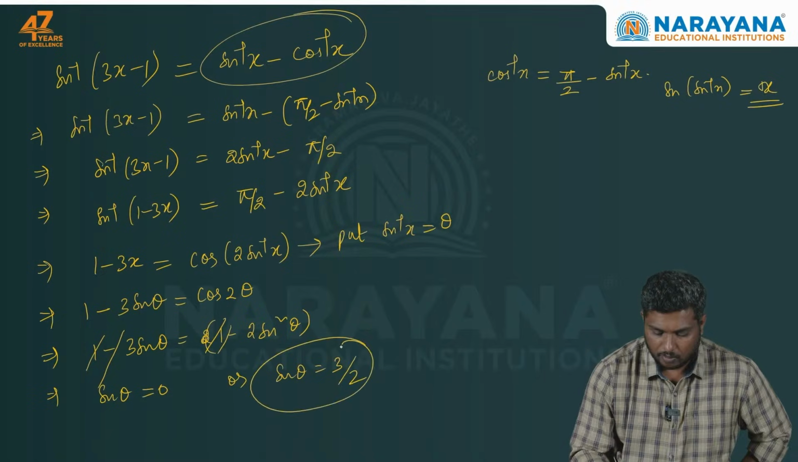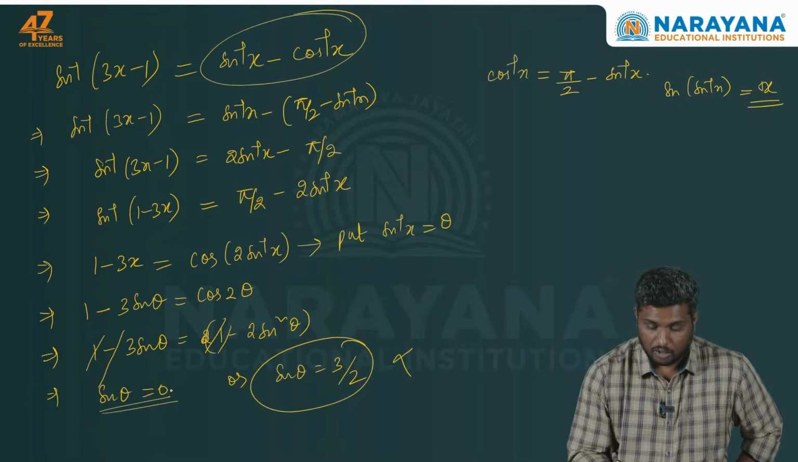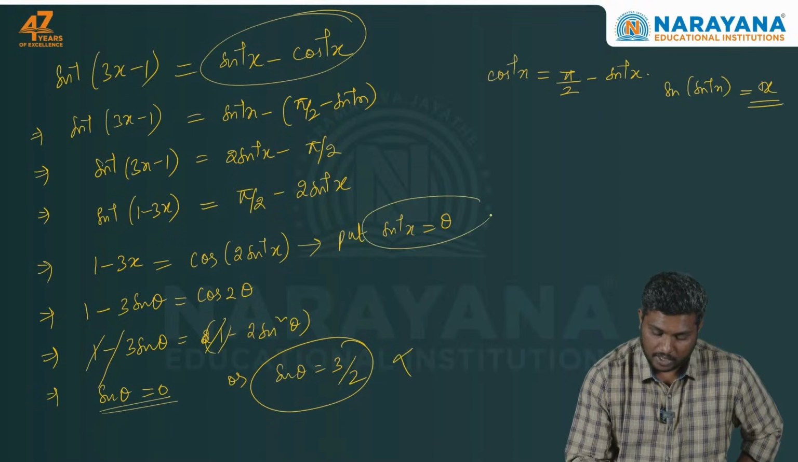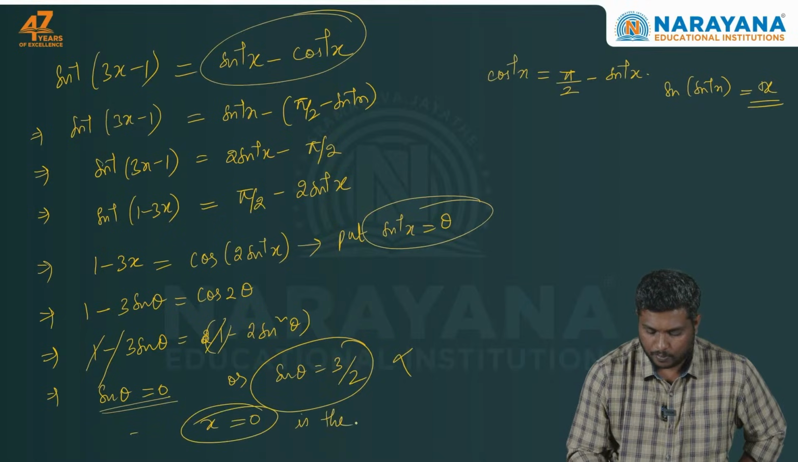Guys, this is not possible as sine theta can't be beyond 1. So sine theta equal to 0. What is sine theta? From this one, x. This implies x is equal to 0 is the only solution. This is the only solution.